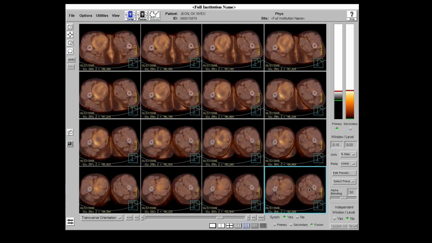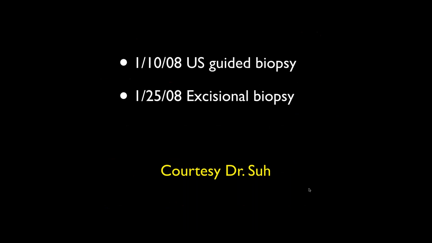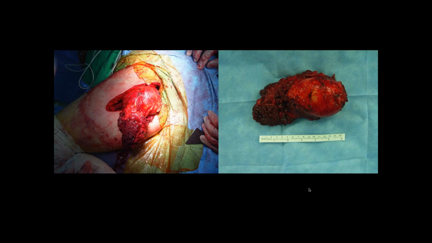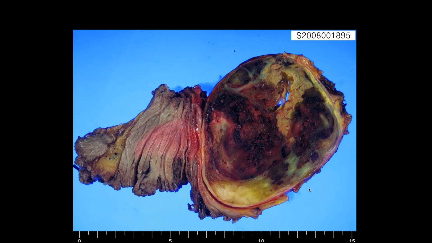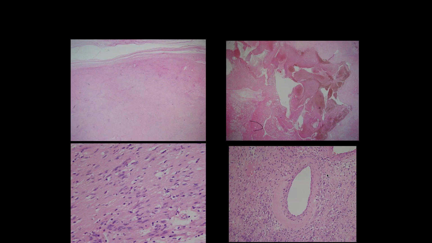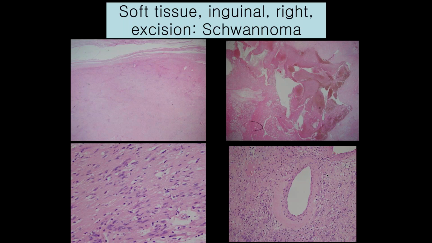So there's some activity on PET for sure in the periphery. Yeah, but it doesn't light up like a light bulb. The areas that are higher in T1 weighted image are probably hemorrhagic areas. And then there's the tissue. You're all experts in histology, I know. And this was what's called a giant schwannoma.